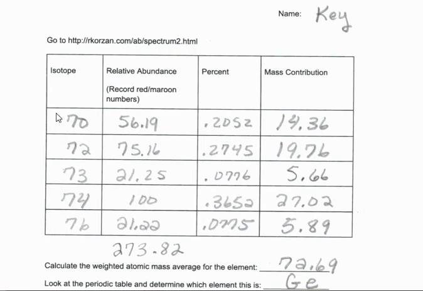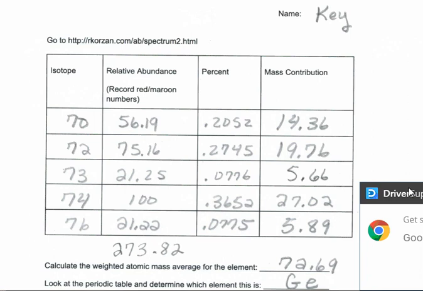So here's all of our isotopes right here. Here's all of our relative abundances. Now what we do is we add this column up to get 273.82. And from there, we will divide each of these numbers by that 273.82. So this one's on top, this one's on the bottom to get 0.2052. And then this one divided by the 273.82 one more time, we can get 0.2745. And then we just keep going down the column to get each one of these numbers.